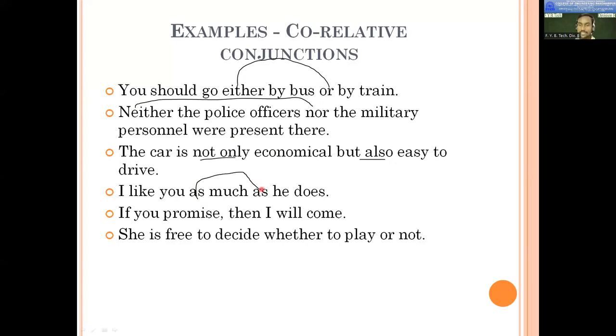If you promise, then I will come. If then. It is not only if or it is not only then. It is if then. She is free to decide whether to play or not. Whether. Whether or can be.